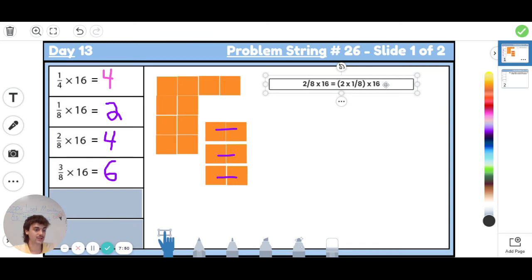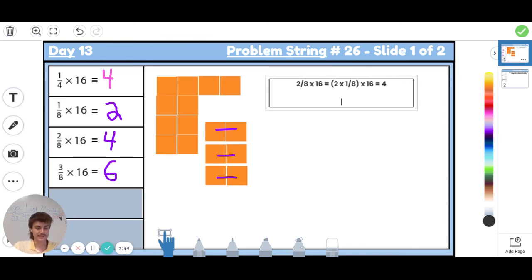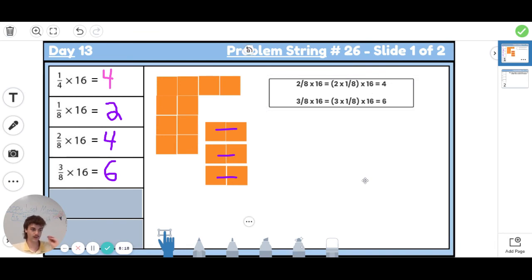So with an equation, what we can see, sorry, that equals 6. We can see that this was 3/8 times 16. So what we did was we did 3 multiplied by 1/8. And that way we were able to get our 3 groups of 2. And then we multiplied that by 16 to get our total of 6. So great job there. We're going to keep going.